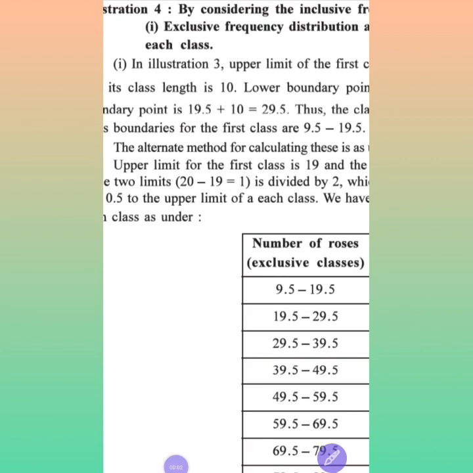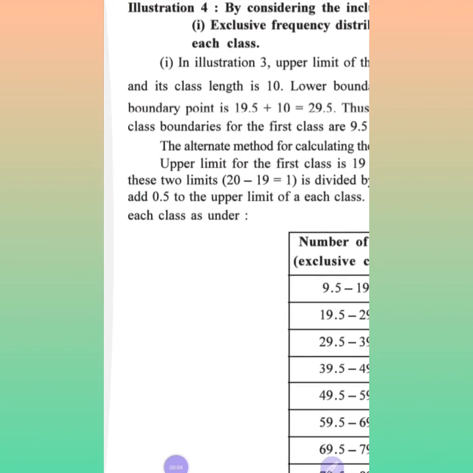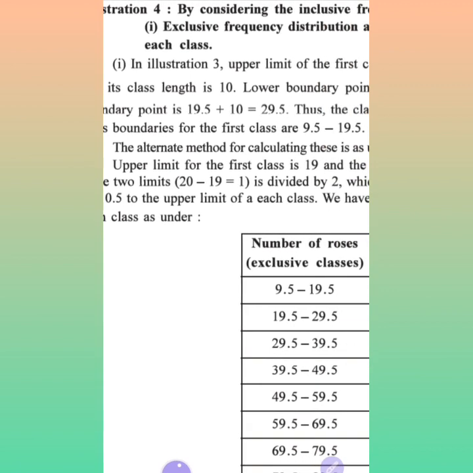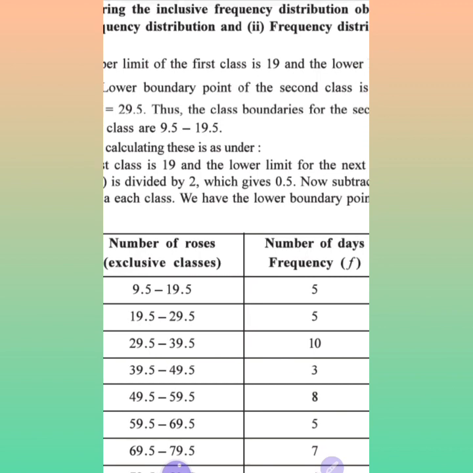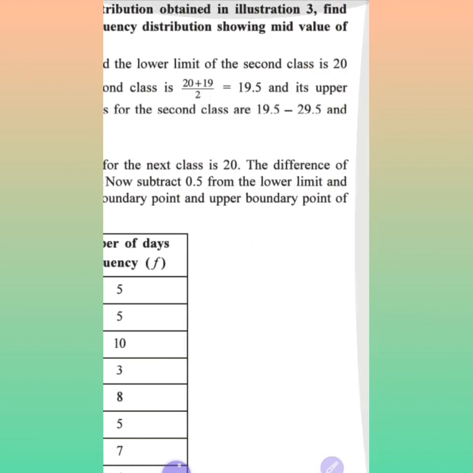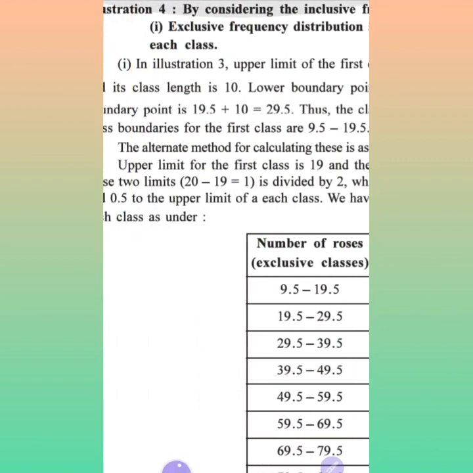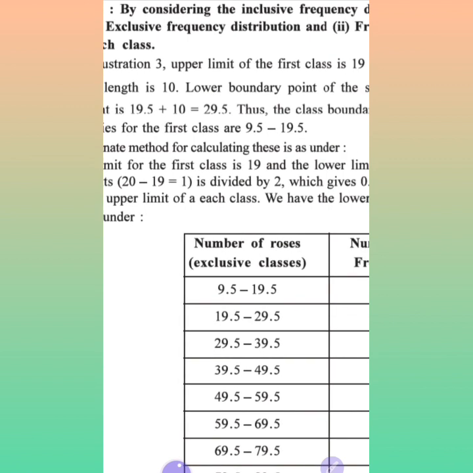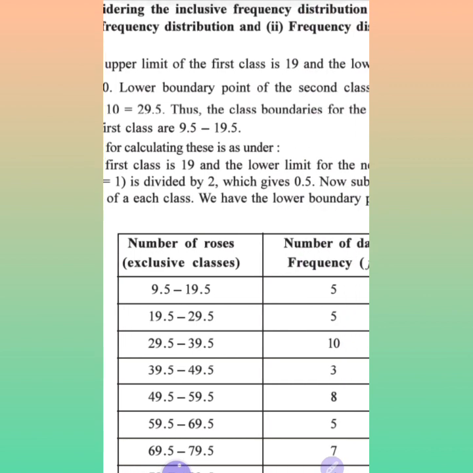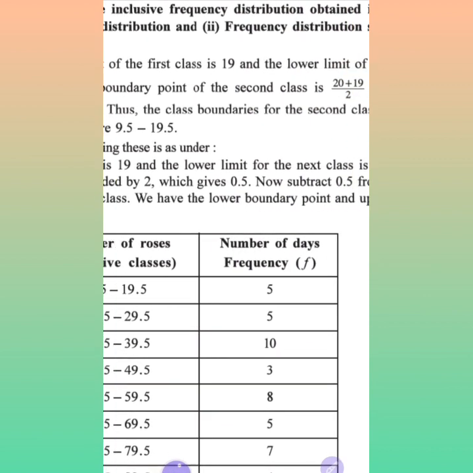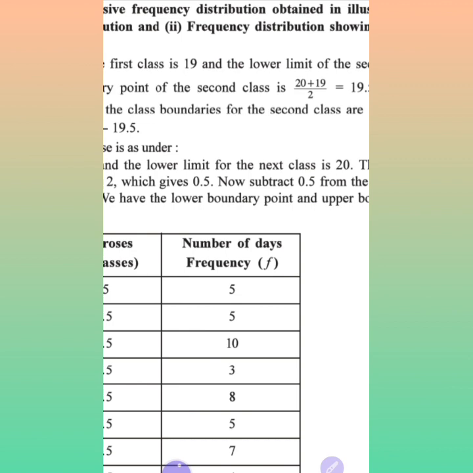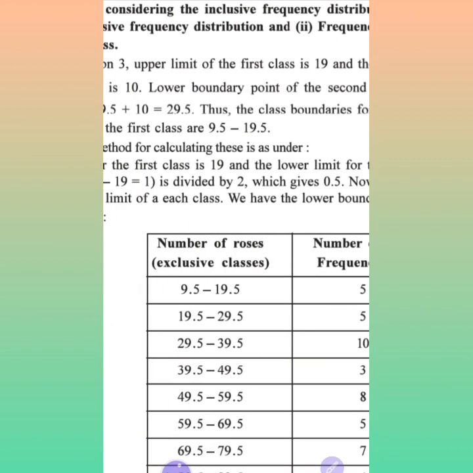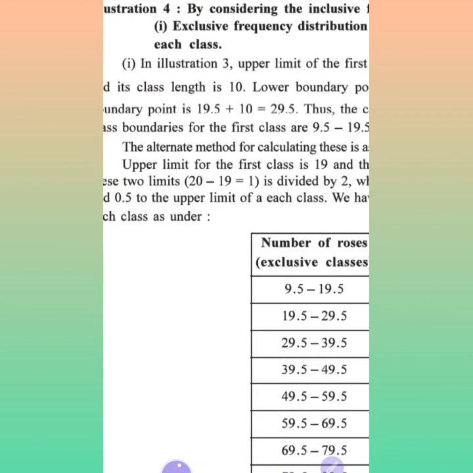Okay, children, now we shall see the fourth sum. What is given in the fourth sum? By considering the inclusive frequency distribution obtained in example number 3, find the exclusive frequency distribution. Now they have told us to find the exclusive frequency distribution from the inclusive one. That is the first question, and the second question is the frequency distribution showing the mid value of each class. They have told us to find the mid value of each class.